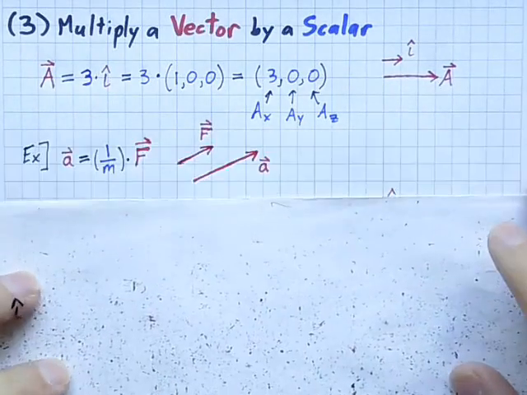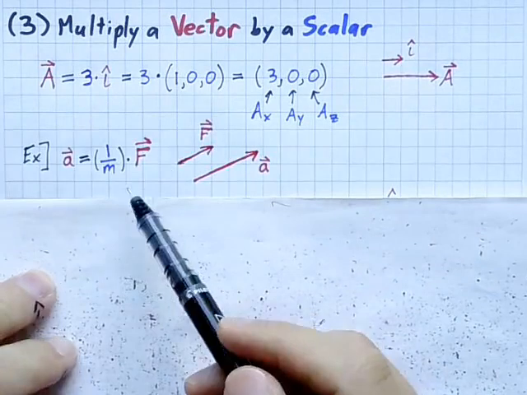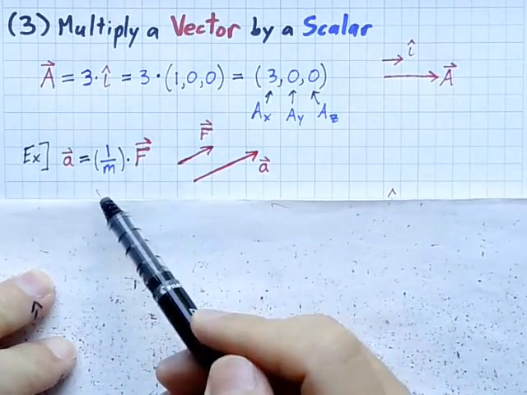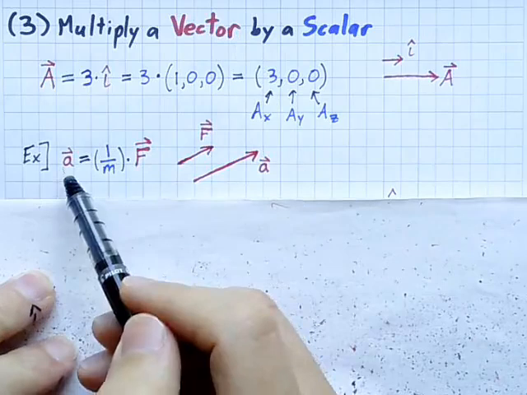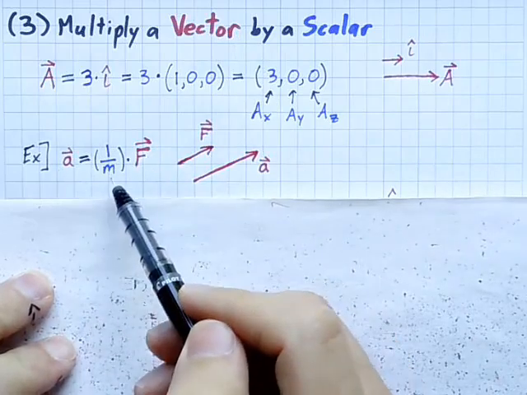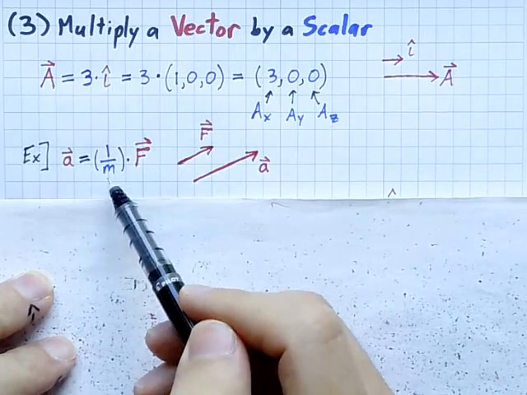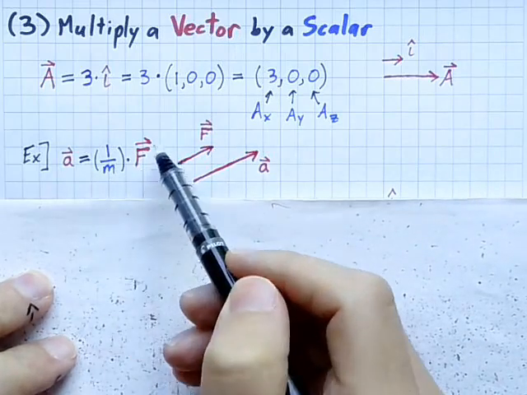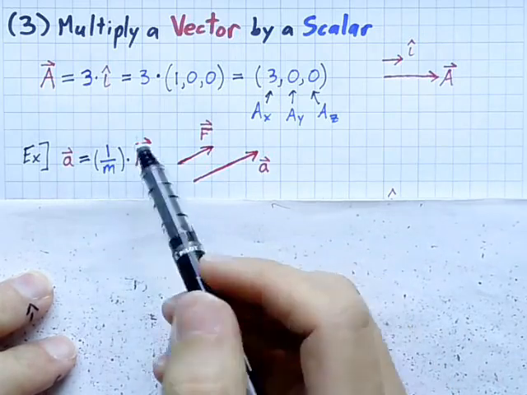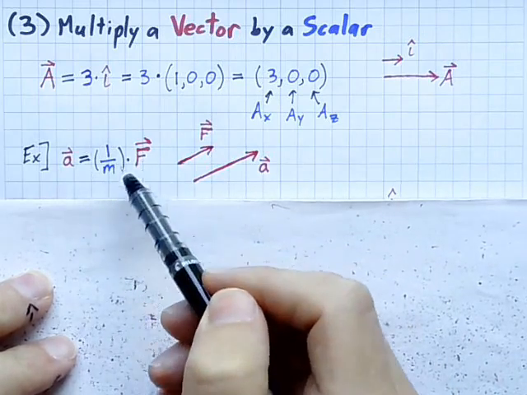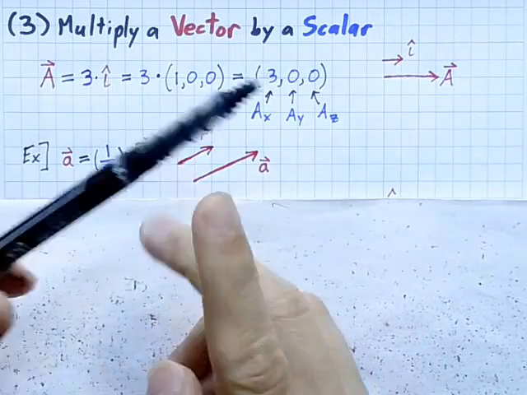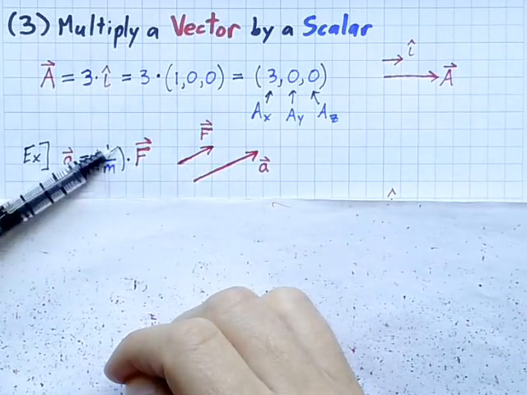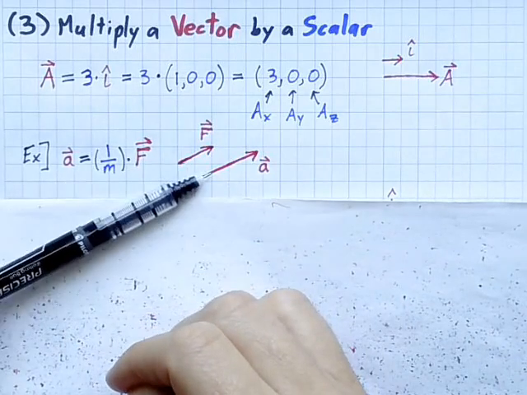Another example here, this one's familiar. You'll recognize Newton's second law here. Acceleration equals net force over mass. Acceleration is a vector, net force is a vector, but mass is a scalar, and so 1 over mass is also a scalar. So in Newton's second law, what we're doing is taking this vector, the net force, and multiplying it by this scalar, 1 over the mass. So we take our force vector and then rescale it by this factor to get our acceleration vector.